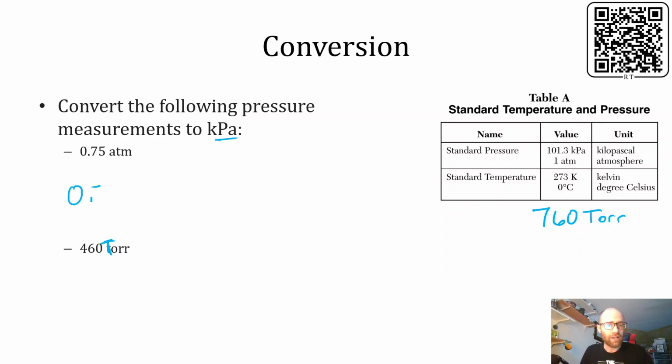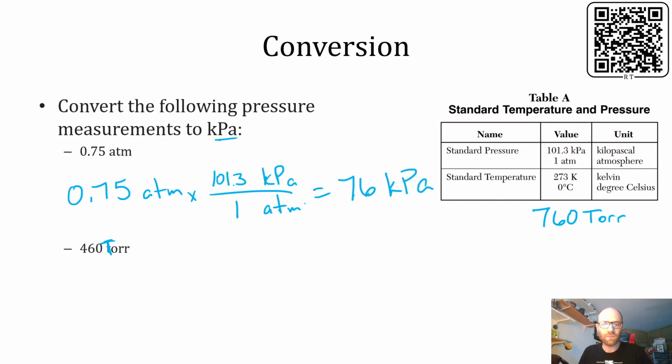We start by writing our given quantity. Our canceling unit is going to go in our denominator. We're asking for kilopascals, so that's going to go in our numerator. The numbers are right here on Table A. We know 101.3 kilopascals for every 1 atmosphere, and so multiplying across, you get about 76 kilopascals. The atmospheres cancel. It's like 75.97, so we're going to round that to the nearest whole number to match up our significant figures. And then again, if you want to do this yourself, go ahead.